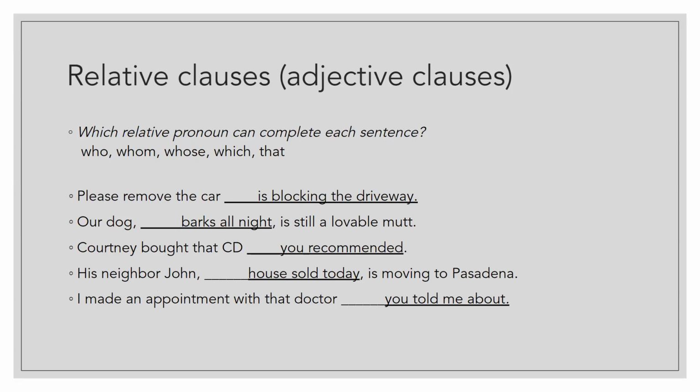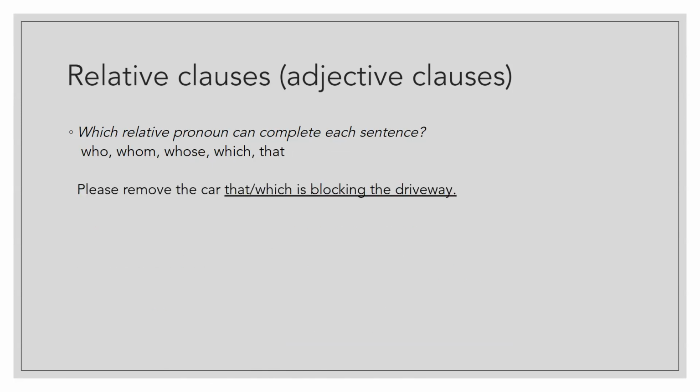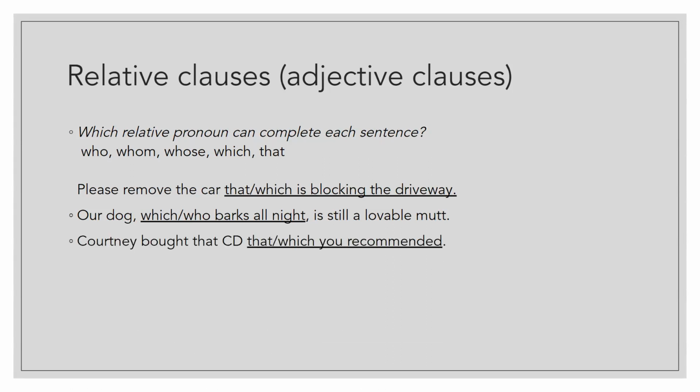Okay, let's check the answers. So again, we're looking at relative pronoun out of these five. What do we got? For a car, something, right? You can always use that. Okay, the car that. Probably in conversation, we would use that. Which seems a little more formal, so maybe in formal writing, I throw in there. Our dog, again, we can say it's an animal, so we could say which, but it's our pet. So I think a lot of people might say who. The CD would be that or which.